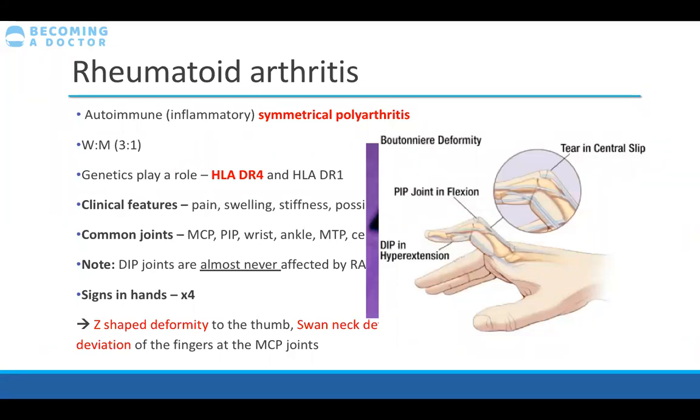So for me personally, it took a while to get my head around these deformities. So it'd be useful if you just keep the picture and the anatomy next to it and appreciate why such deformities come about. But the boutonniere usually comes because of a tear in the central slip.